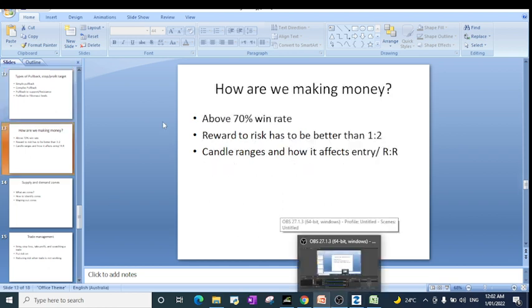So let's go to how we are making money. How exactly are we making money? If you trade pullback, your win rate will be something like 70% if you do it right.